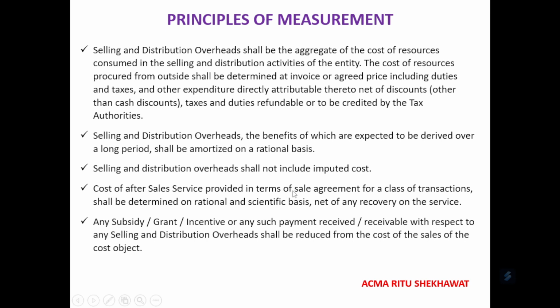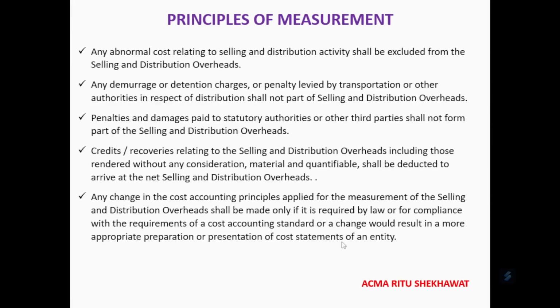Next point, it should not include imputed cost. Cost of after sales service provided in terms of a sale agreement for a class of transactions shall be determined on a rational and scientific basis. Any subsidy or grant which we receive with respect to any selling shall be reduced. Any abnormal cost related to selling and distribution activity shall be excluded. Any demurrage, detention or penalty levied by the transporter while transporting the goods shall not become part of selling and distribution overhead. Penalties and damages also should not be part of selling and distribution overhead. Credit recoveries should be deducted.